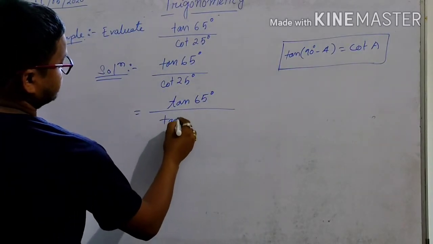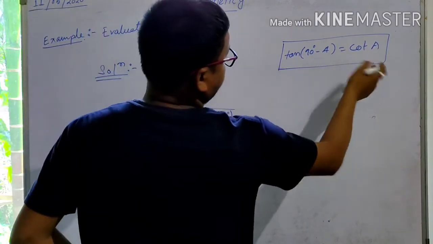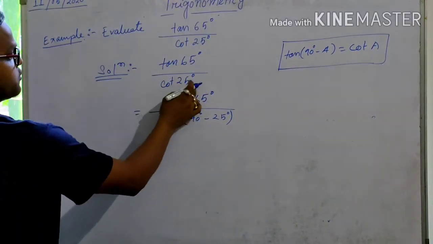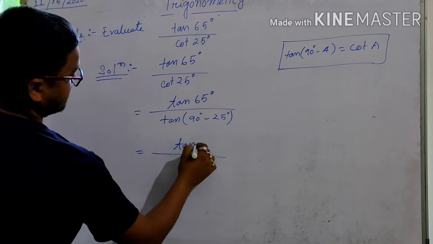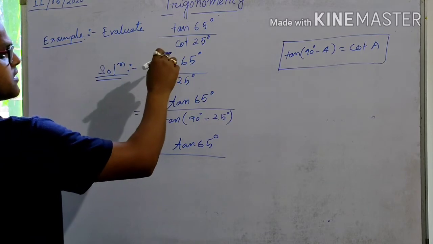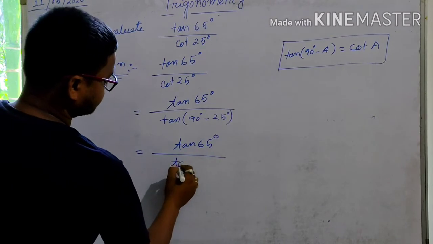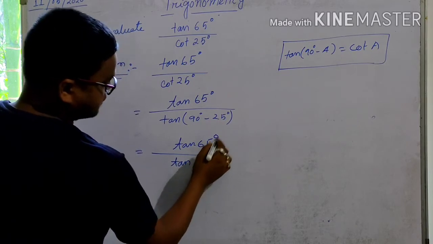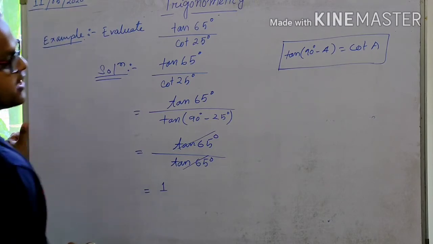So cot 25 you can write as tan(90 minus 25), according to this. Cot A is equal to tan(90 minus A), so cot 25 is equal to tan(90 minus 25). Finally tan 65 is the same, only you change one part, either denominator or numerator. Now 90 minus 25, finally you will get 65. In the numerator and denominator the same value, you can cancel. So finally your answer will be 1.